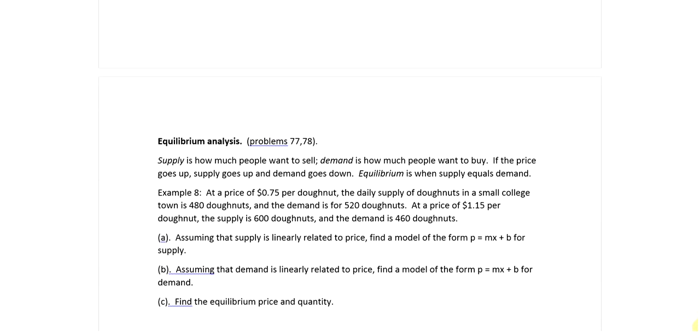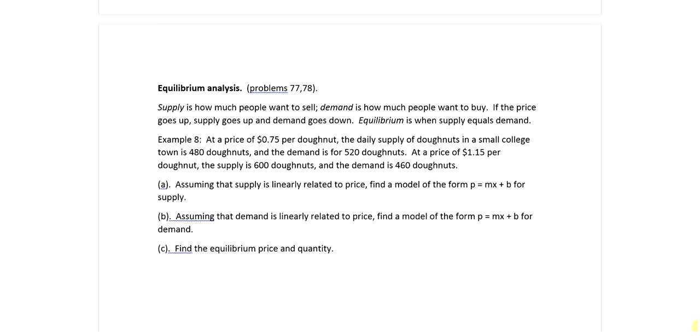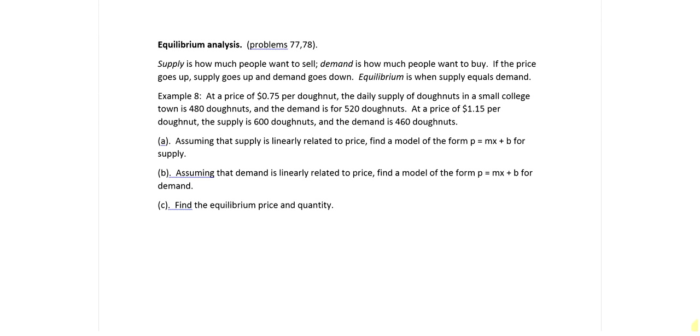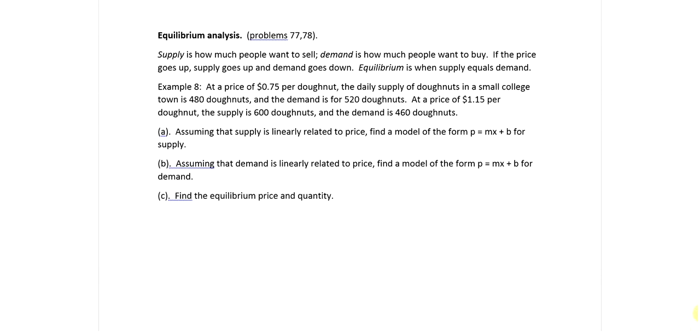equilibrium analysis. This is actually very much like the previous problem. It's secretly a 2-point problem. So supply, that's how much people want to sell. Demand is how much people want to buy. Now if the price of something goes up, people want to supply more, right? Because suppliers, if the price goes up, you want to put more out in the market so you can make more money. On the other hand, when the price goes up, demand goes down, right? People want to buy less stuff because it's more expensive. And equilibrium, when you're doing market analysis, is when supply equals demand.